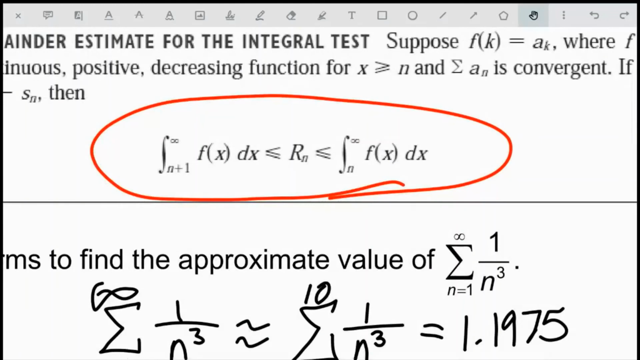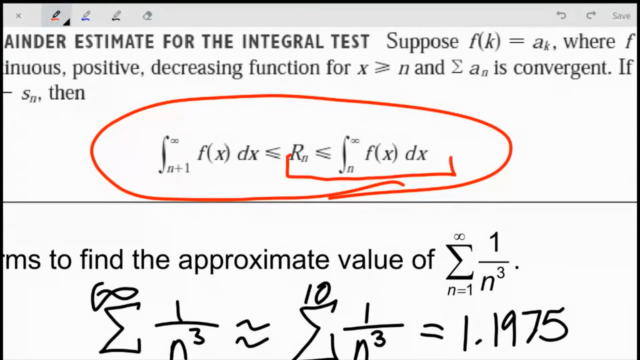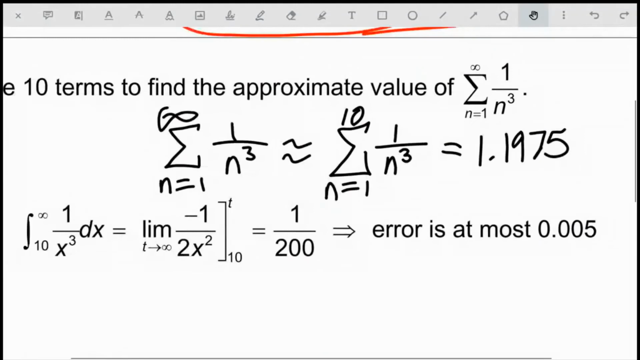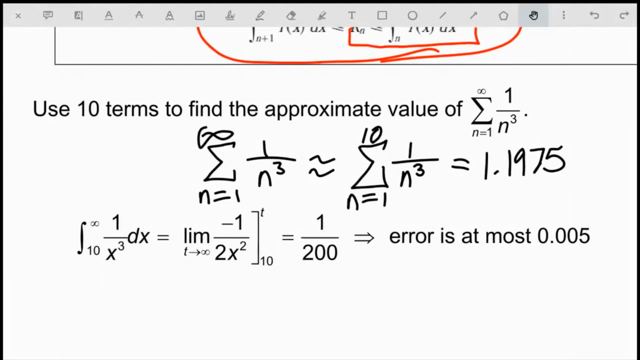So when we look at these error calculations, you can find an upper bound and a lower bound by thinking about a right hand and a left hand approximation. We're primarily going to use this half of the error bound. We want to show that our remainder is less than some number typically. So let's take a look at the second part of this question. So it says, if we were to use the first 10 terms, let's see how far off we actually are.